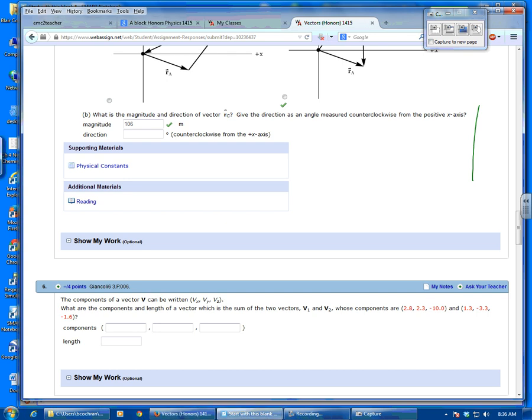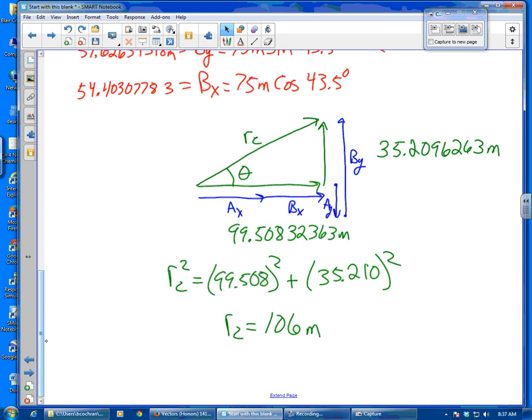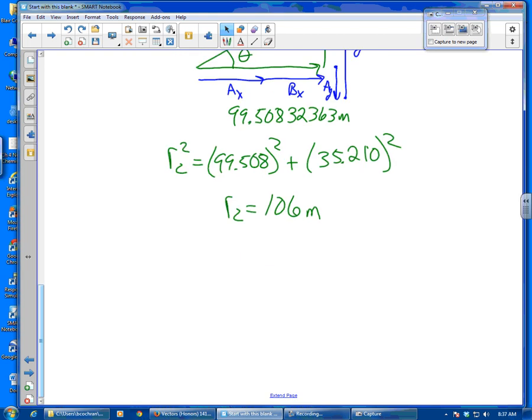And SOHCAHTOA is actually the law of sines for right triangles. Have you guys done the law of cosines or law of sines at all in math class? No. I didn't think you had, that's why I didn't bring them up. But all right, so I got this one so far correct.